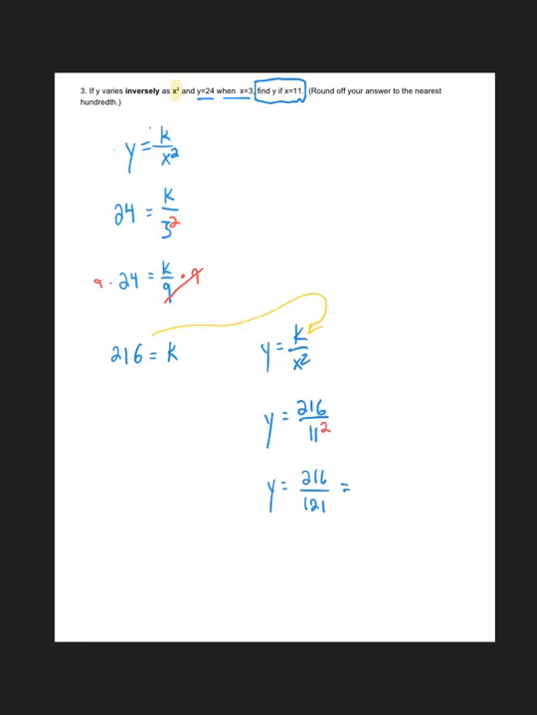And that gives us 1.7851, and then so on. Remember, rounding to the nearest hundredth, so you want to underline that 8 and look at the number to its right. If it's 5 or more, the 8 is going to go up. So in this case, 1.79.